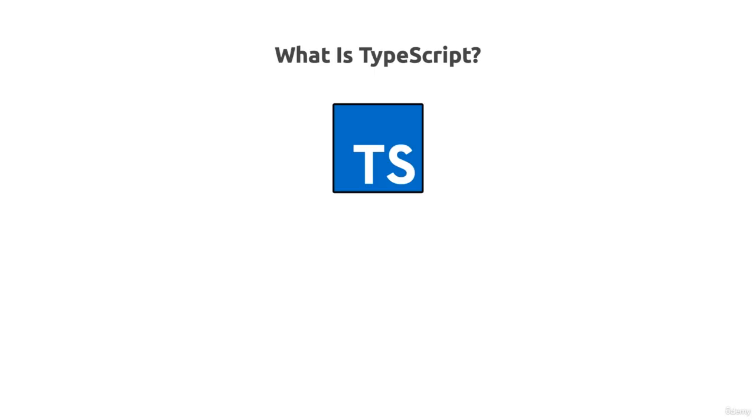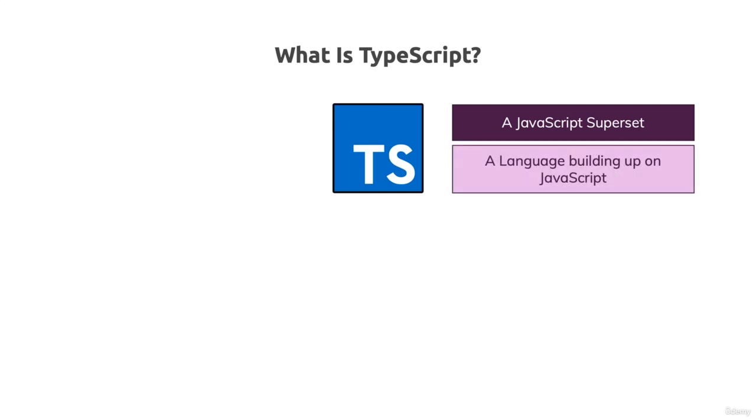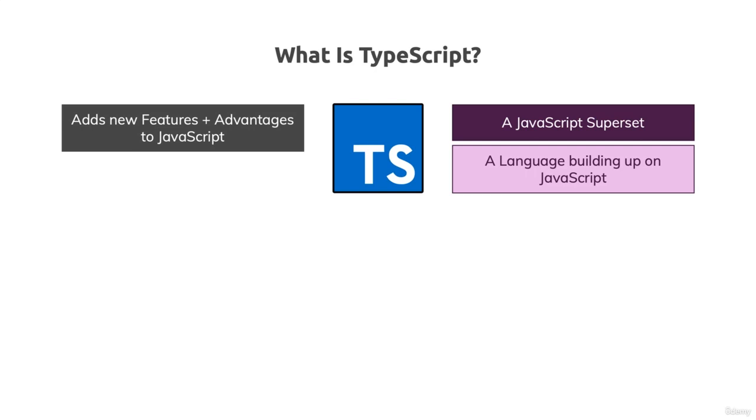So what is TypeScript? What is it all about? Why would we use it? TypeScript is a JavaScript superset. Now, what does this mean? It means that TypeScript is in the end a language, a programming language, building up on JavaScript. It's not a brand new language. Instead, it takes the JavaScript language and adds new features and advantages to it.